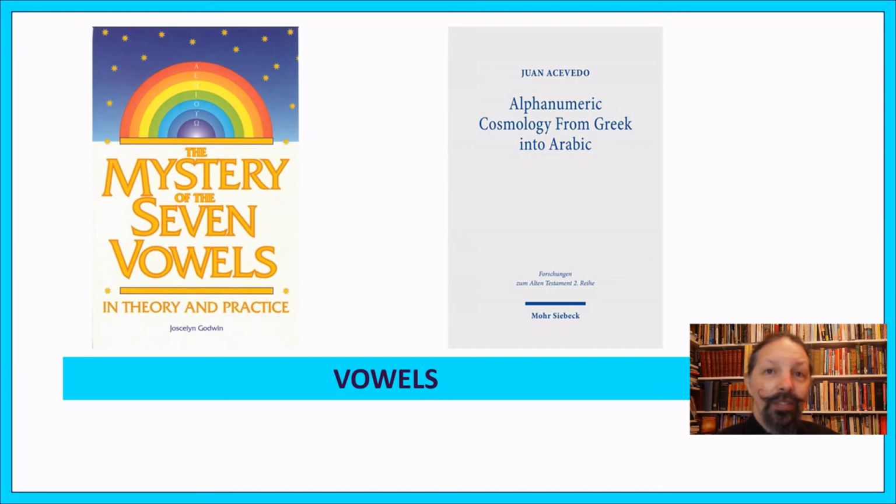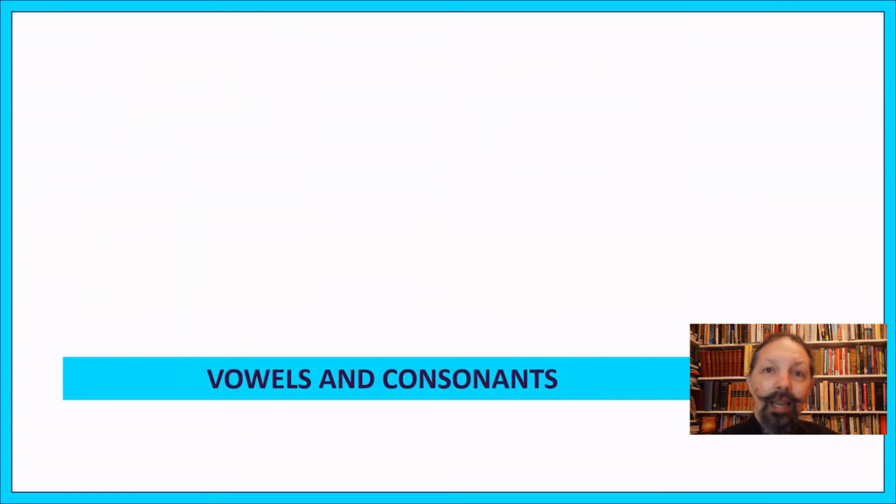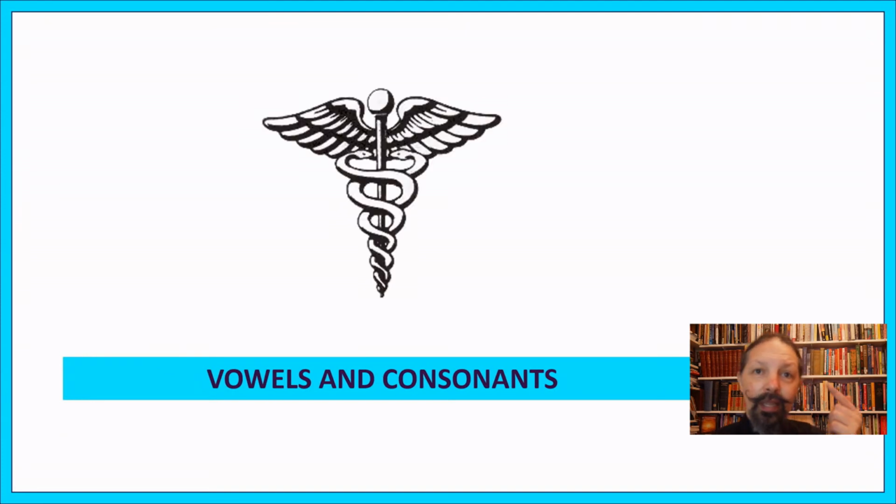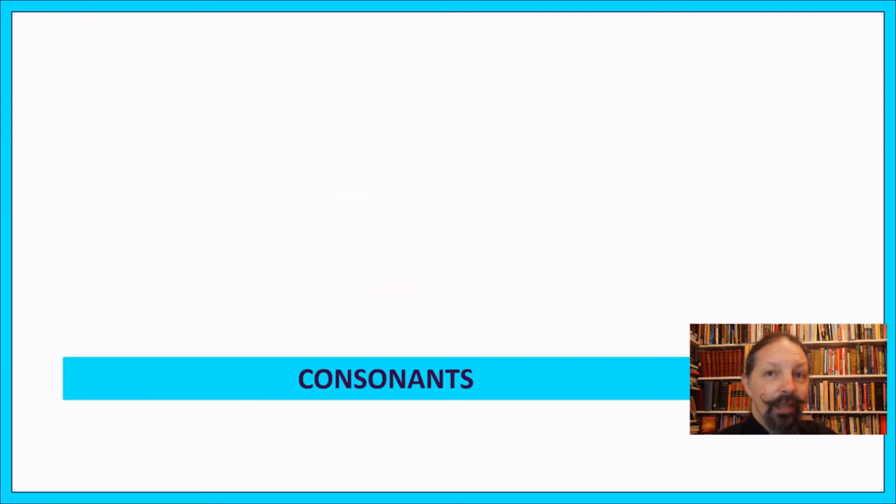But vowels and consonants work together, almost like a Mercurian caduceus, where they form the two snakes of the dynamic movement that circle the central staff, very Mercurian. And we come to consonants now.